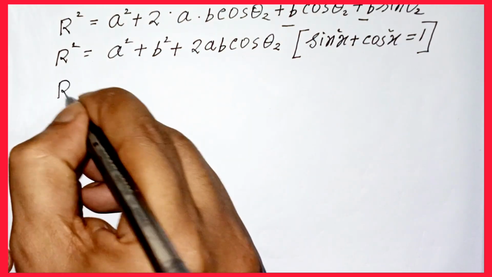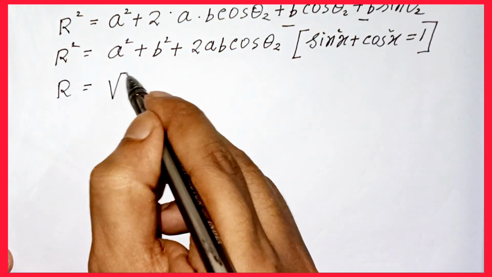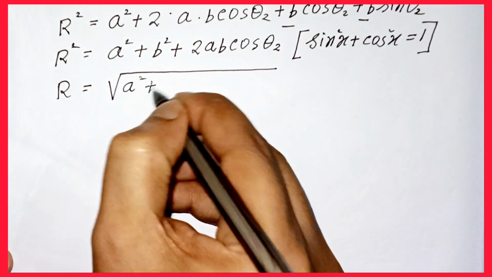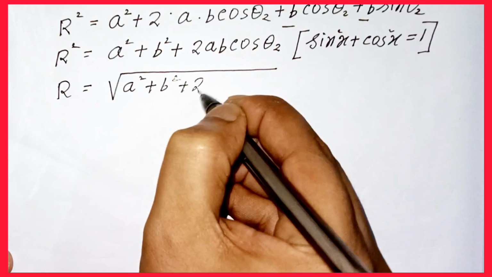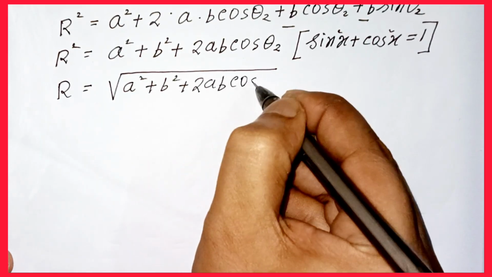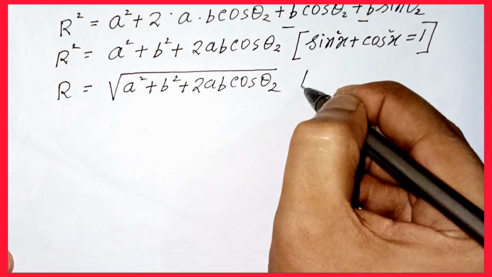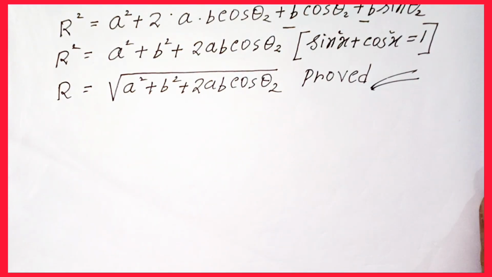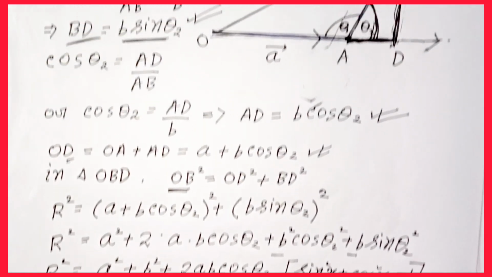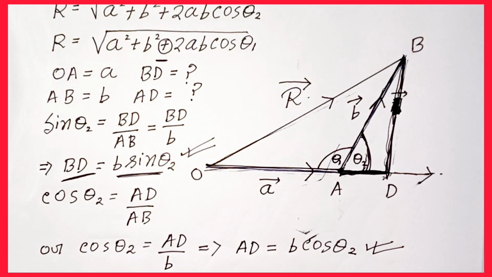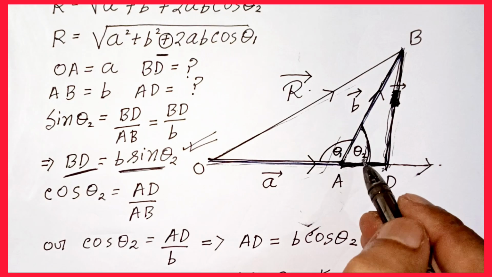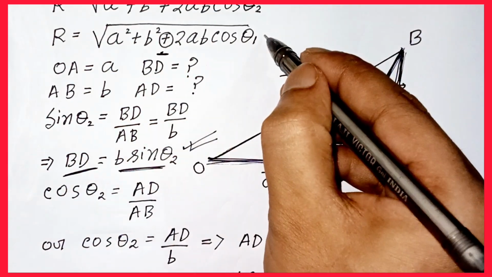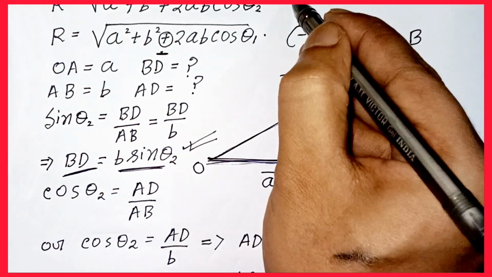Anyway, so R equals the under root of the whole total part, which is a square plus b square plus 2ab cos theta 2. But remember here, theta 2 is the angle between tail to tail, not head to tail. But the question is given head to tail. If the angle is given head to tail, then the formula will have a minus. Now I will show you. Here theta 1 plus theta 2 is a straight line, meaning 180 degrees.